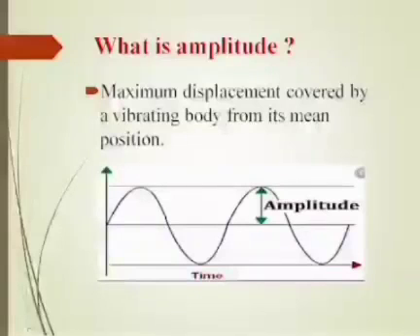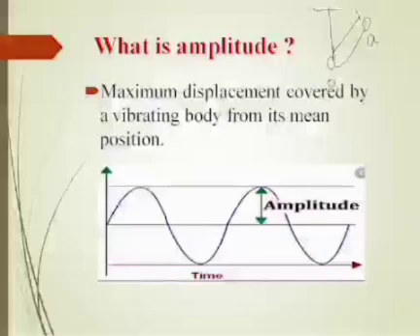The next terminology that we are going to discuss here is the amplitude of a wave. Before discussing its definition, let us consider an example. Let's suppose that this is a pendulum. Initially it is at its mean position, let's suppose at position O. Now when we apply a force on it and move it toward extreme position A, the distance between this mean position and this extreme position is known as the amplitude of the vibrating body.